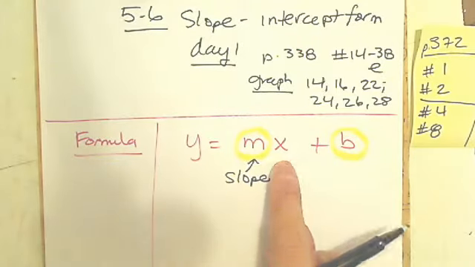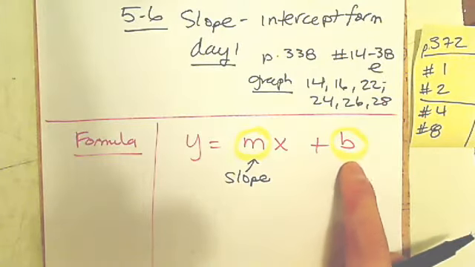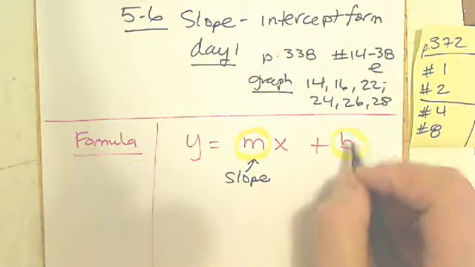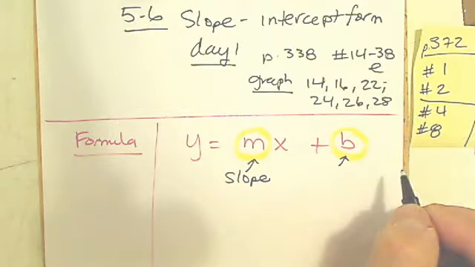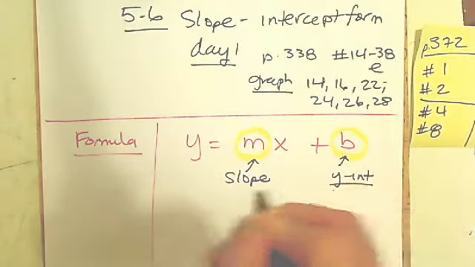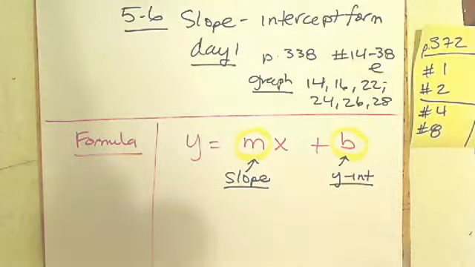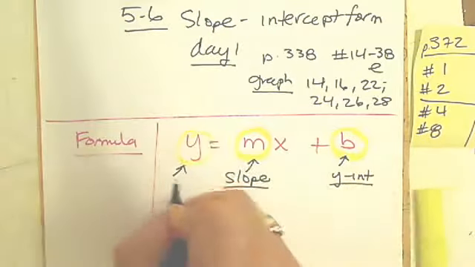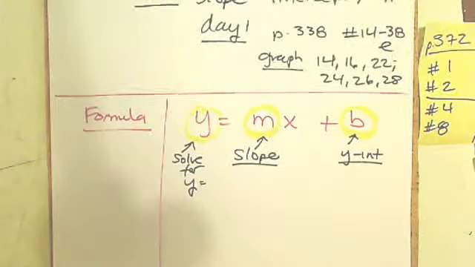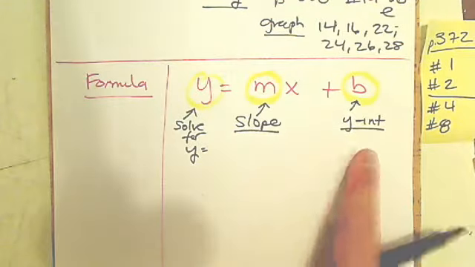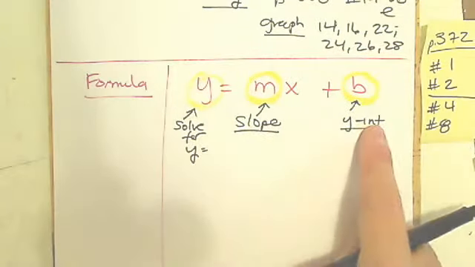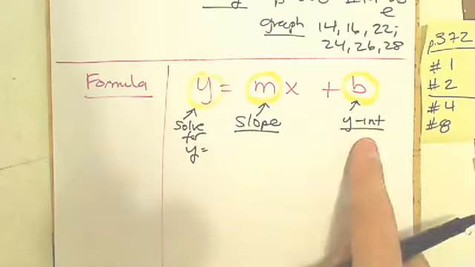B. What does that b denote? What letter? The y-intercept. This is your y-intercept. In standard form it's ax plus by equals c. This is your y. We always solve for y equals, the slope-intercept form. Slope, y-intercept. The slope-intercept form.